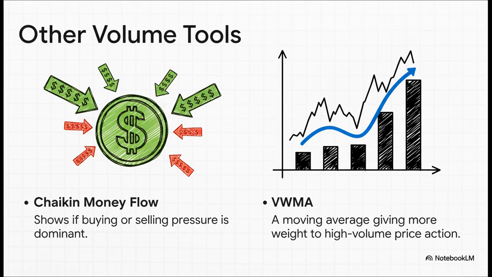And just like with our momentum tools, there are other ways to measure the crowd's conviction. You've got Chaikin money flow, which tracks if money is flowing in or out of an asset. Then there's the VWAP, which is a special moving average that pays more attention to the times when trading was really heavy. They're all just different ways of asking, is this move for real?